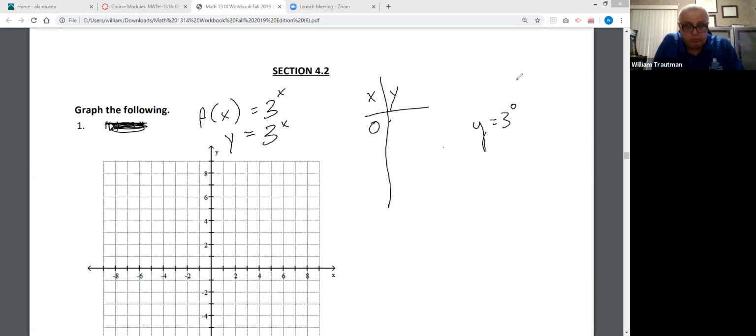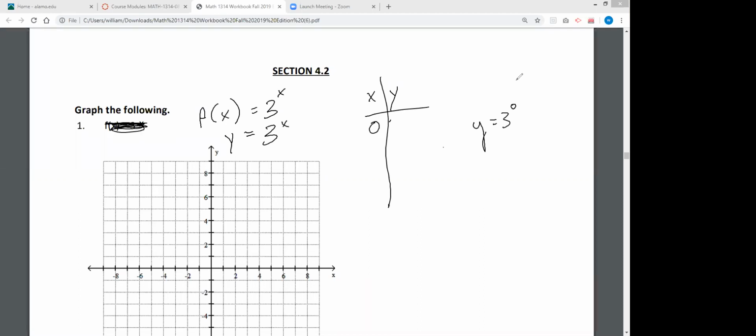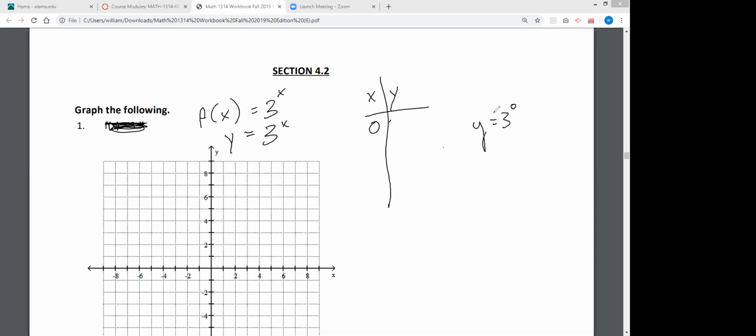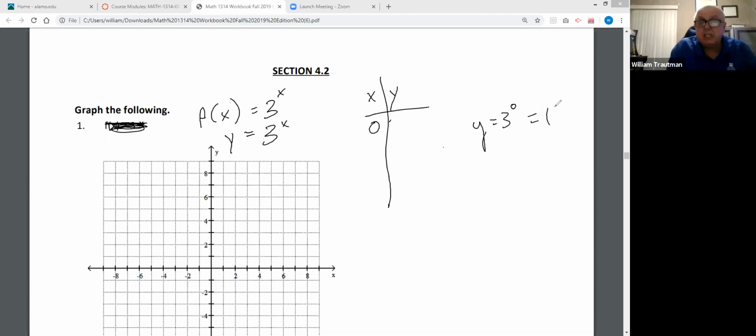Anybody know what 3 to the 0 power equals? Zero? It's not 0. That's why I asked that. Put it on your calculator. People will say 0. Not 3 times 0, but 3 to the 0 power. 3 raised to the 0 power. And what did you get? 1. Yes, it equals 1. Anything to the 0 power equals 1.